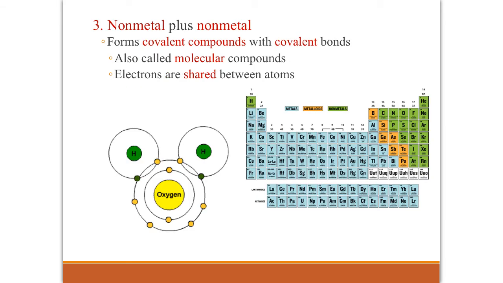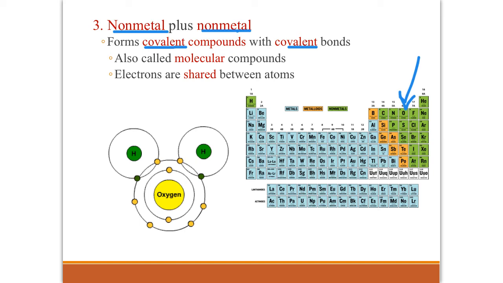In comparison, you can have a nonmetal plus a nonmetal, so the elements are all coming from this nonmetal side of your periodic table. This particular combination forms a covalent compound, which has covalent bonds holding it together. Another name for covalent compounds is molecular compounds. And in a covalent compound, electrons are actually shared between atoms. They don't leave one and stick to another atom, but they are shared between the two. In fact, it's more like fought over.